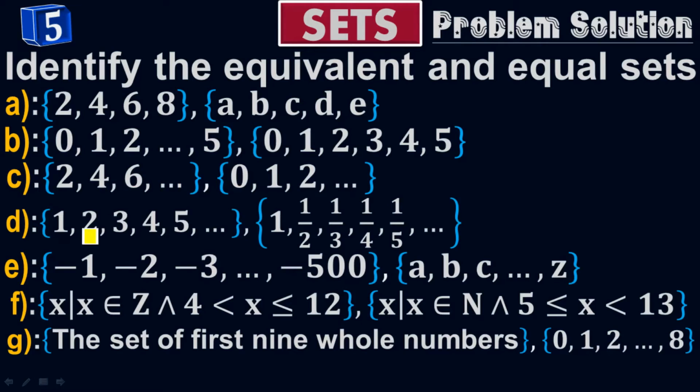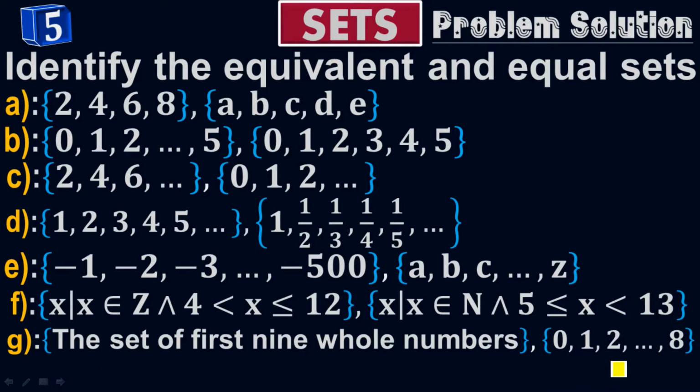In D, again we have two pairs. One is the set of natural numbers from 1 up to infinity. Second is the set of rational numbers from 1 up to infinity. In E, we have again two pairs. One is the set of negative integers. Second set is the set of alphabets from A up to Z. In F, we have two pairs again. In one set, x belongs to integer, where x is greater than 4, equals to or less than 12. In second pair, x belongs to natural number, and x equals to or greater than 5 and less than 13.